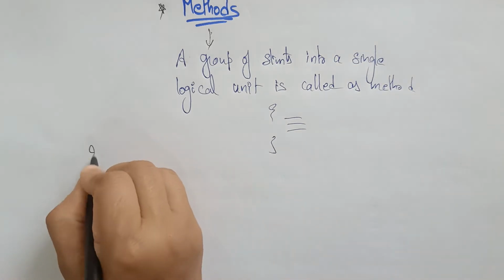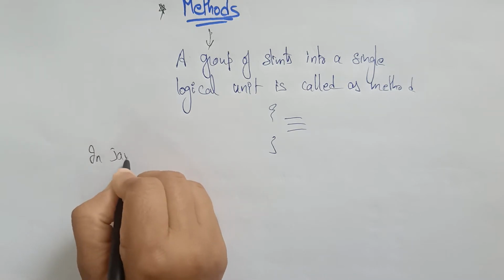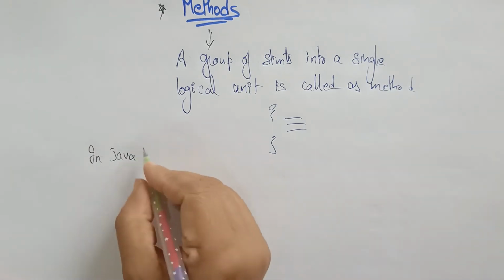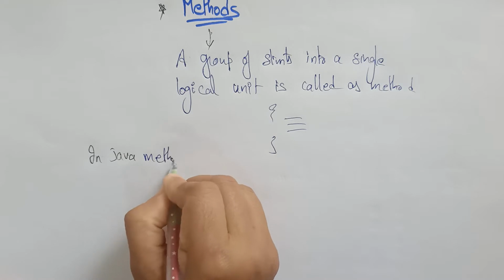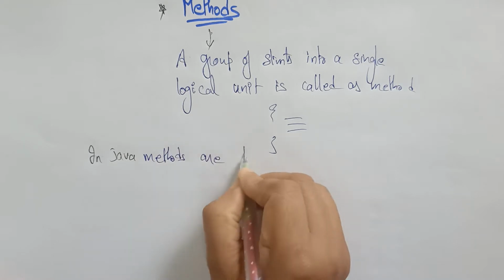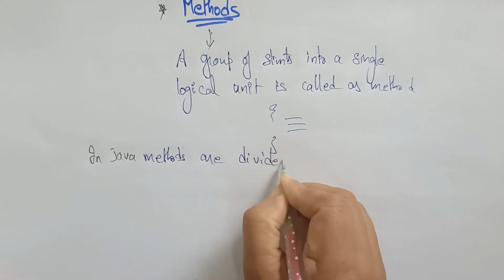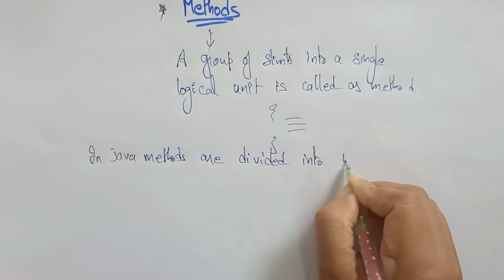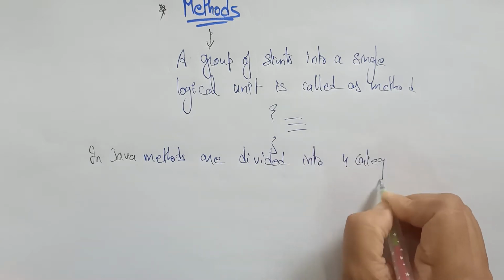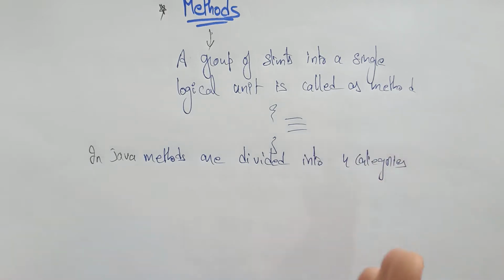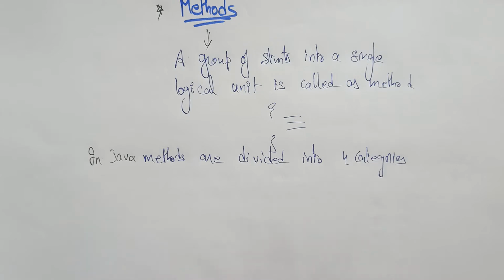So in the Java programming language, the methods are divided into 4 categories. Can you guess what the 4 categories are? First of all, a method is a group of statements that are considered as a single logical unit. We call it a method. So in Java, the methods are divided into 4 categories.